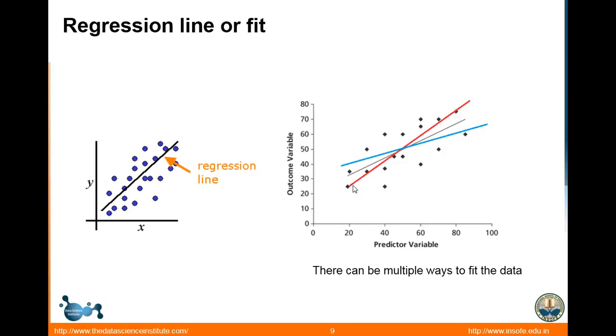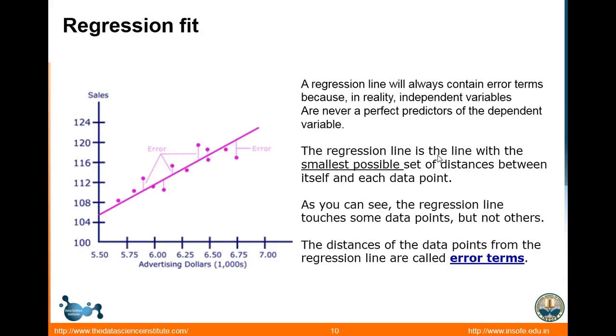So the regression line or the fit is the line that is closer to the points or to the scatter. As you see, there can be multiple ways of drawing the same straight line. So we have a red line, blue line, and a gray line. All these three are possible to fit the data. However, what is important here is not just fitting a straight line across these points. What is important is the line that actually has least error.